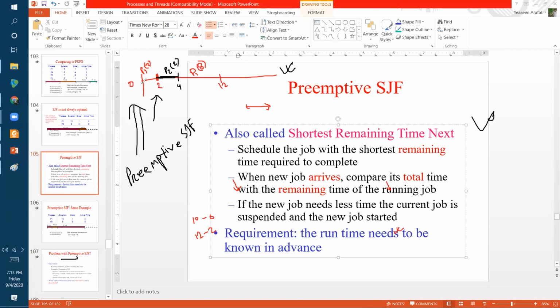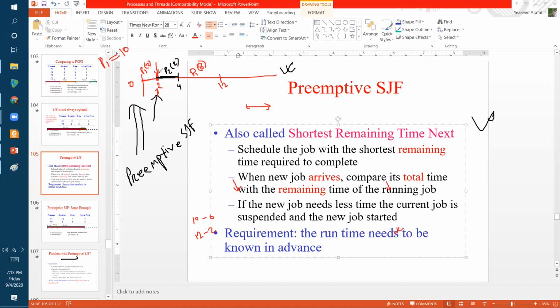So here P1 is working fine. At second 2, P2 arrives with duration time 2. At this moment, the remaining time of P1 to finish its job is 8 seconds, because the total duration time of P1 equals 10 seconds, and it has already done 2 seconds of tasks.